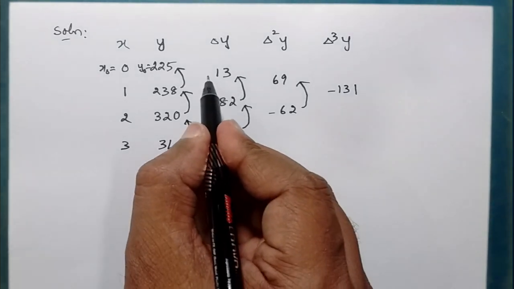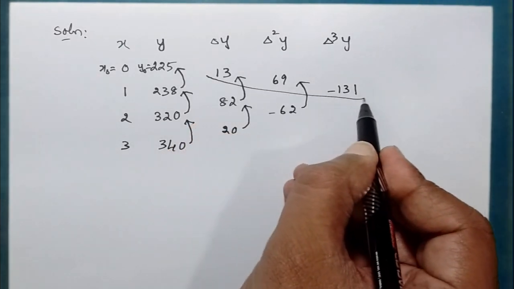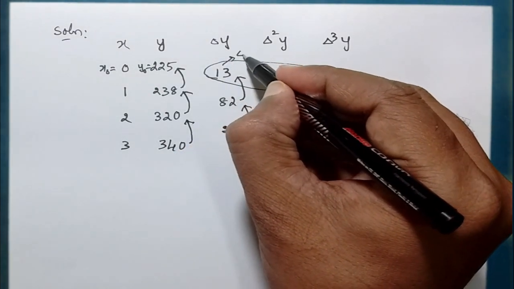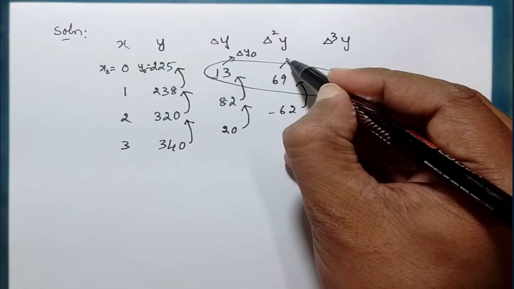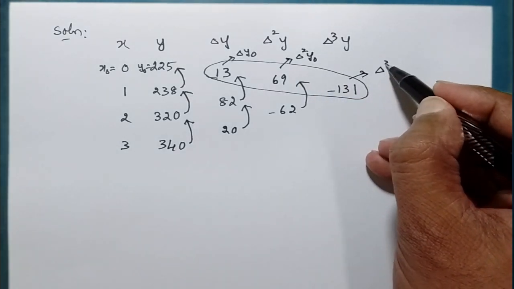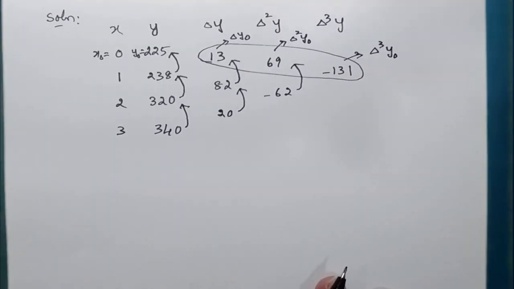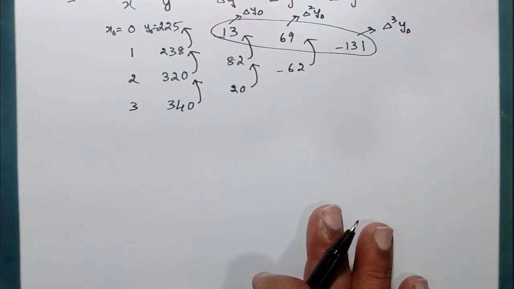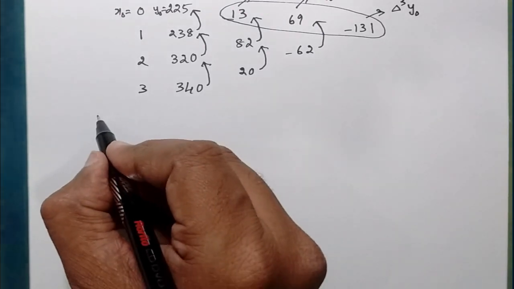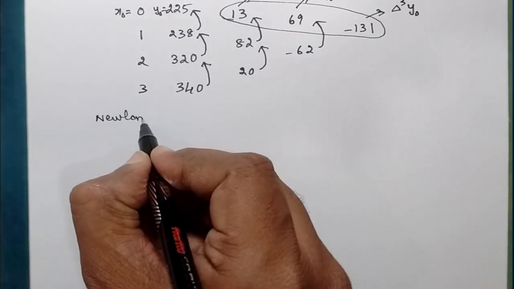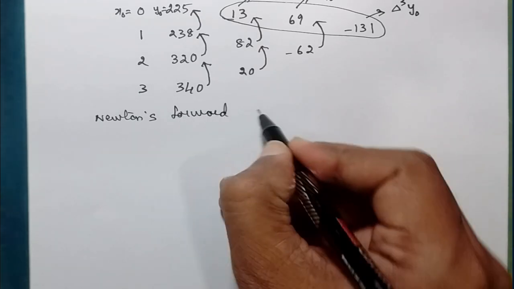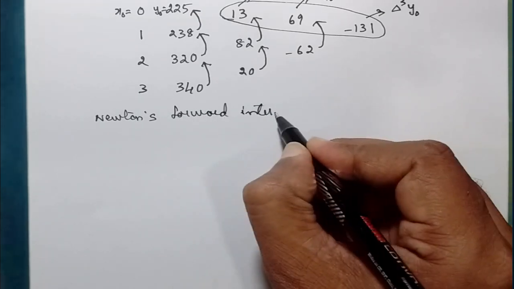These values which are there will be your leading forward differences. So this will represent your delta y naught. This will represent your delta square y naught. This will represent your delta cube y naught. These are the leading forward differences. Now let's write down Newton's forward interpolation formula.